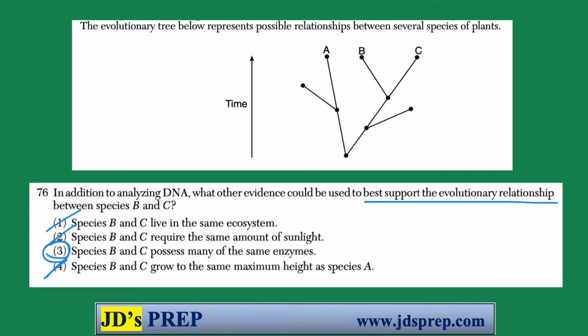Option 3 talks about species B and C possessing many of the same enzymes. Certainly possessing those same enzymes speaks more to a close genetic relationship than any of those other options.